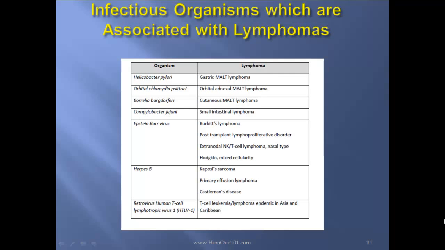pylori, gastric MALT; Chlamydia psittaci, adnexal orbital MALT lymphoma; Borrelia, cutaneous MALT lymphoma; Campylobacter, small intestine lymphoma; Epstein-Barr, which will include Burkitt's, post-transplant lymphoproliferative disorder, extranodal NK/T-cell lymphoma nasal-type, and Hodgkin's mixed cellularity; herpes 8, including Kaposi's, primary effusion lymphoma, and Castleman's disease; and HTLV, which will include T-cell leukemia lymphoma, endemic in Asia and the Caribbean.